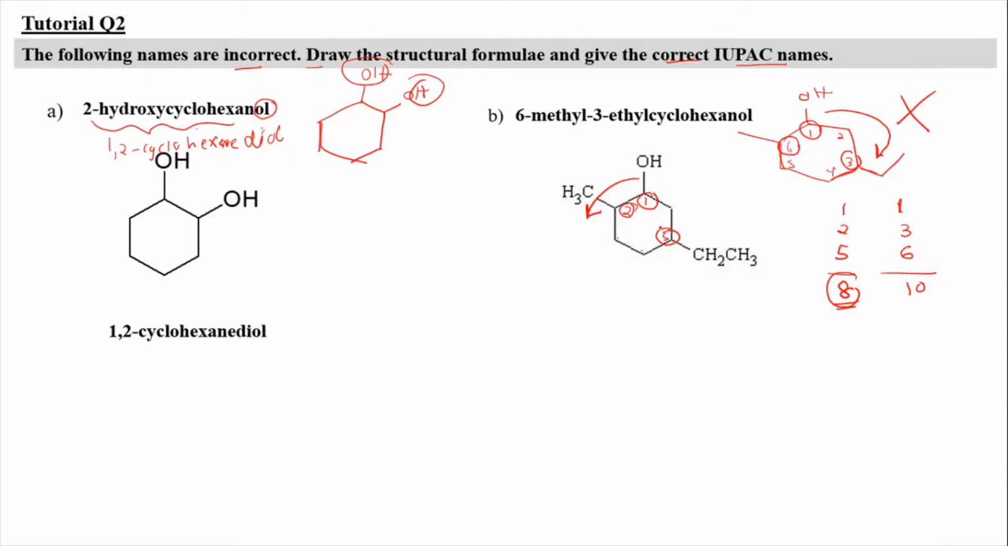The other mistake is the order of ethyl. Ethyl comes earlier in alphabetical order, so ethyl should be at the front and methyl should be at the back. So it's going to be 5-ethyl-2-methylcyclohexanol. It's 5-ethyl because it's E, then 2-methyl, and cyclohexanol. Alright.